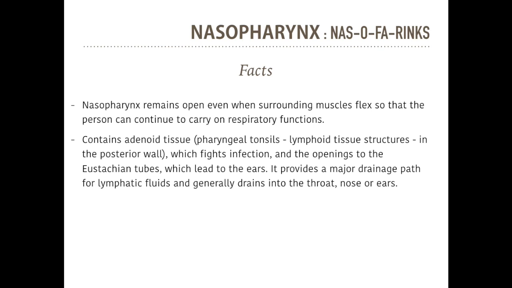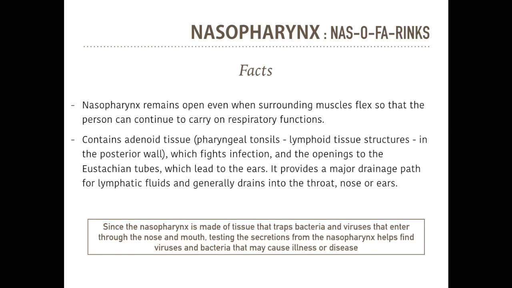Nasopharynx contains adenoid tissue, which is the pharyngeal tonsils, the lymphoid tissue structures in the posterior wall of the nasopharynx. It fights against infection, and it has the opening to the eustachian tubes, which lead to the ears. It provides a major drainage path for lymphatic fluid and generally drains into the throat, nose, or ears. Since the nasopharynx is made of tissue that traps bacteria and viruses that enter through the nose and mouth, testing the secretion from the nasopharynx helps find viruses and bacteria that may cause illness or disease.